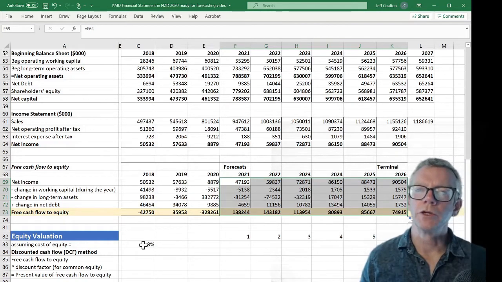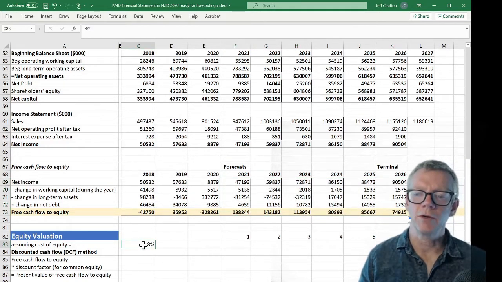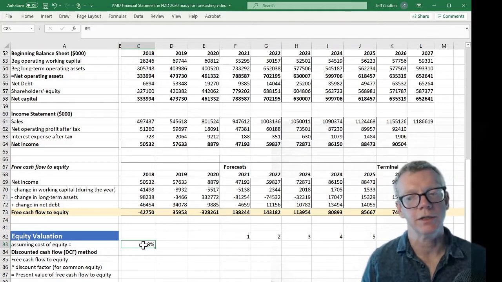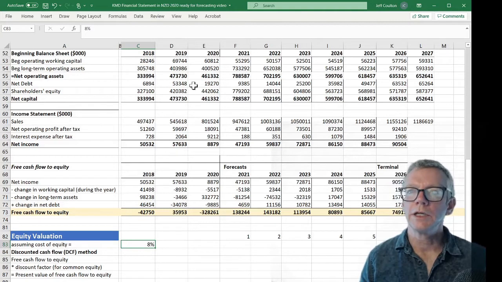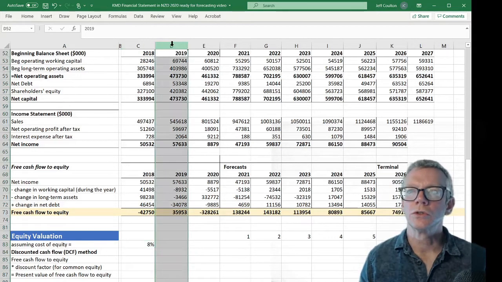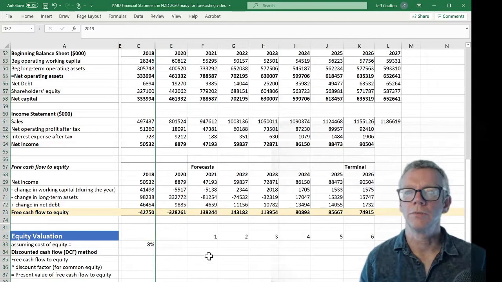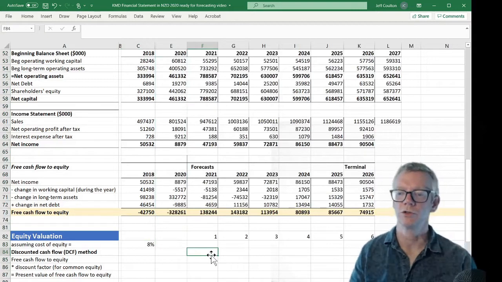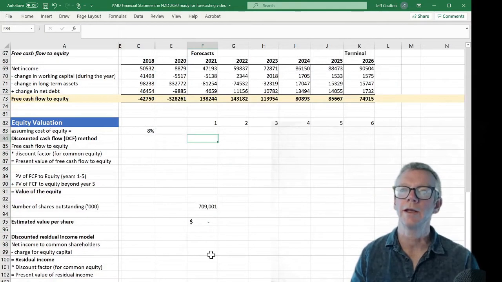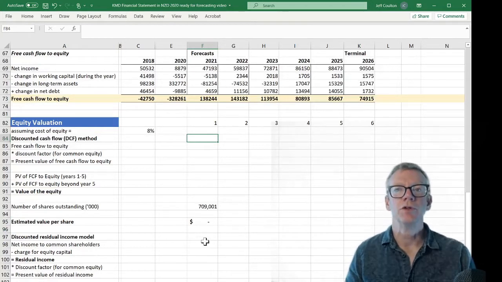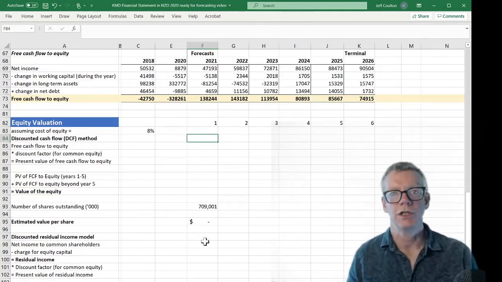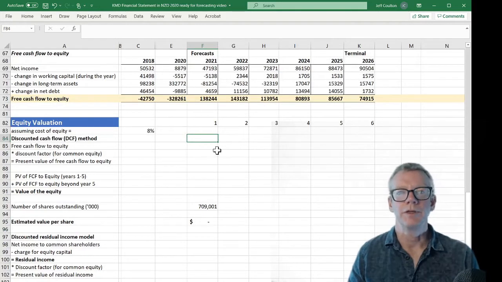Now, I'm going to assume that our cost of equity capital is 8%. So assuming cost of equity of 8%, let's hide this column simply so you can see what's on the spreadsheet as I'm talking away here. Here's what we need to do. For the free cash flow to equity model, our DCF model, I need a couple of things.